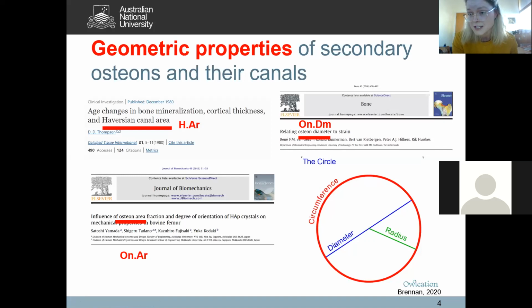And in the literature, what you find are a series of abbreviations. I introduced intact and fragmentary osteon densities last week, but for the geometric properties, you could see things like H.AR, which stands for Haversian canal area, or ON.AR, which is the osteon area, or diameter. These abbreviations are what we use to code the measures of secondary osteons.